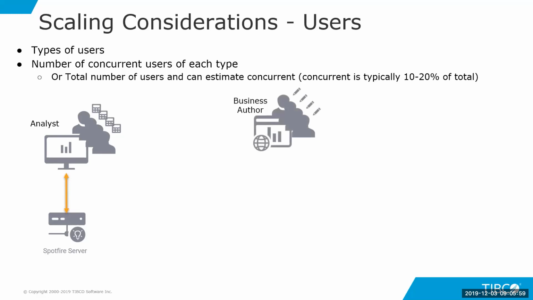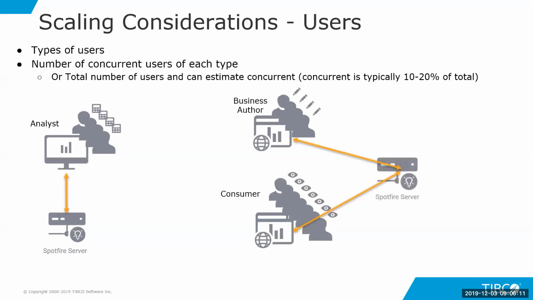So then we have the business authors. Those are the ones that can do some authoring on the web as well as look at the analysis files within the environment. And then the consumers, which consume the analyses on the web. And again, those all talk to the Spotfire server for the initial view of the library, looking at the library before they select an analysis file.